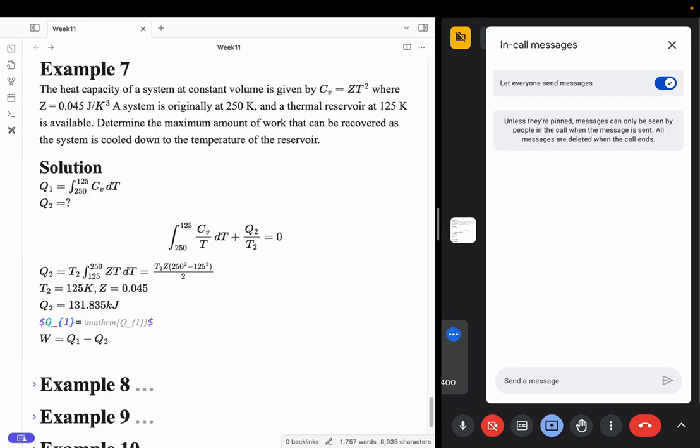Okay, what about Q1? If you do the integration, so CV is ZT square, so that will be 0.045 times T cube by 3, which is 125 cube minus 250 cube by 3. This is Q1, so I can substitute to calculate the value.